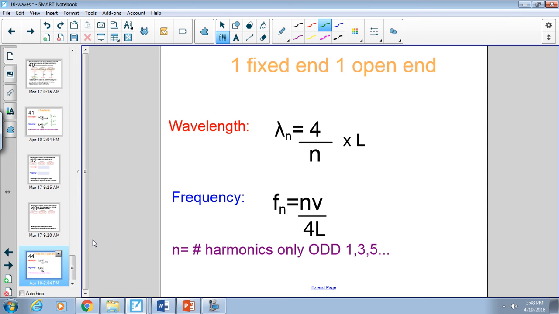So big change here is instead of a 2 on top, we have a 4. We've gone to the number 4. N, again, still the number, still the harmonic. So first, third, or fifth. The big thing here is it's the odd numbers.